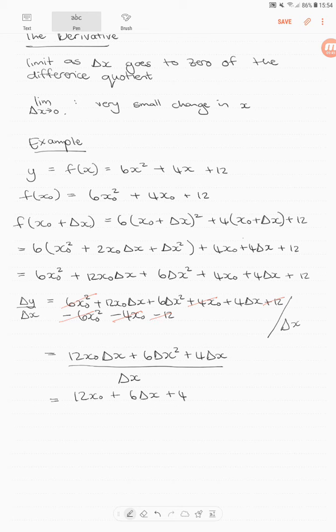To move to the derivative, we need the limit as delta x tends to 0 of delta y over delta x. This simply means we need the limit of this function for our difference quotient. And to get the limit as delta x tends to 0, we replace delta x with a 0, and we are left with 12x0 plus 4.